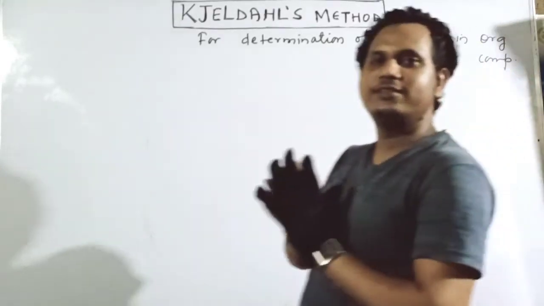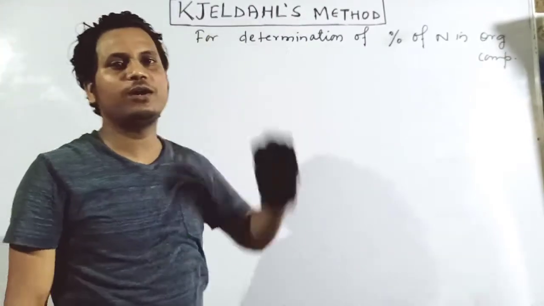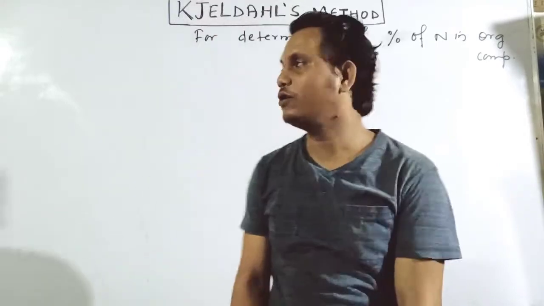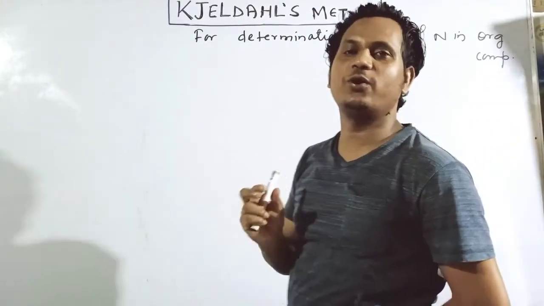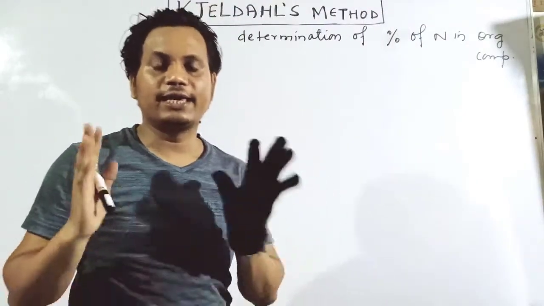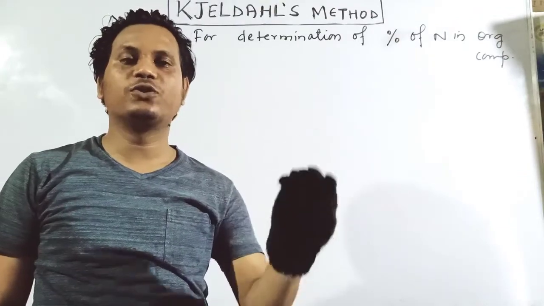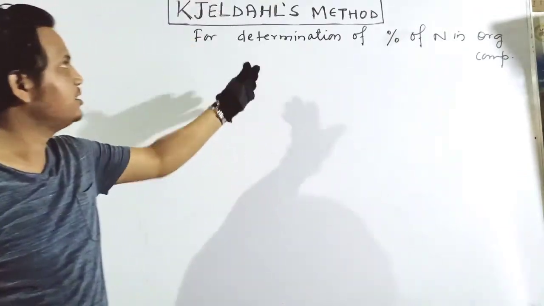Hello everyone, so this is Muhammad Ruhul and today we will discuss the Kjeldahl method for the determination of percentage of nitrogen in a given organic compound. A given organic compound contains how much percentage of nitrogen, that we will now calculate by using the Kjeldahl method.